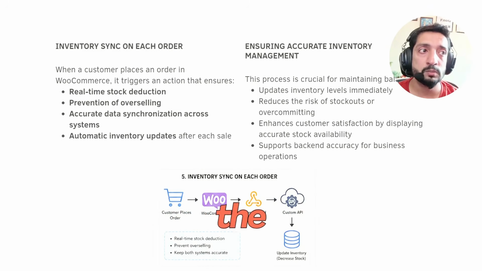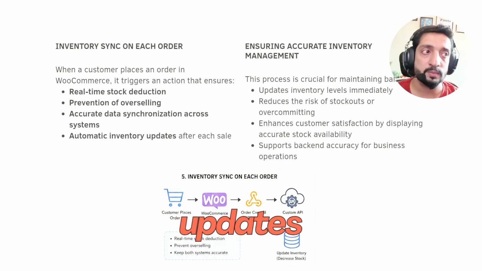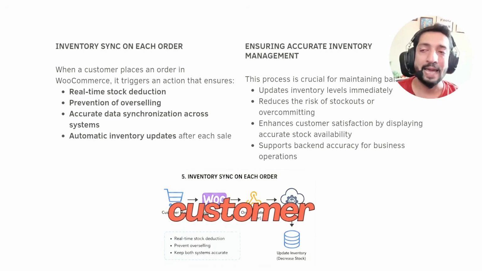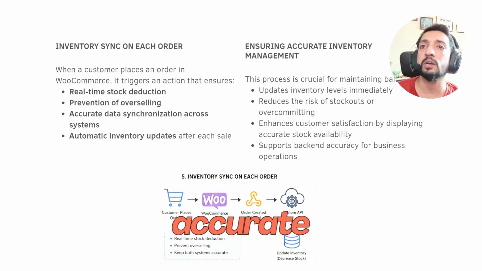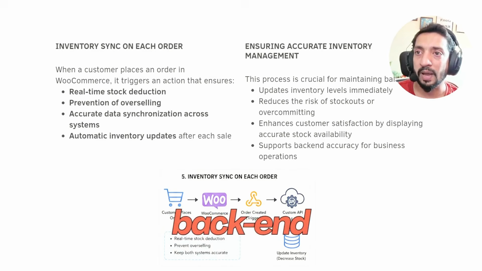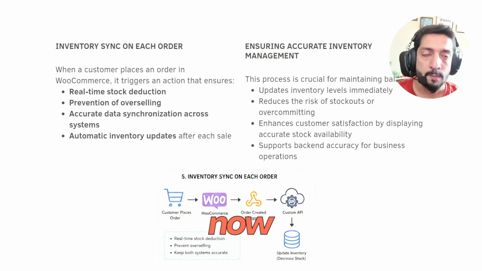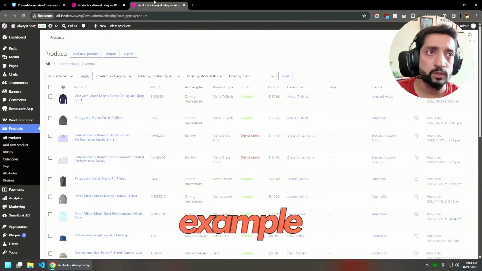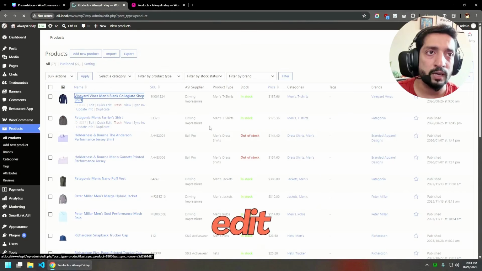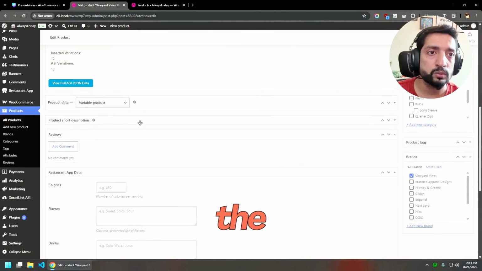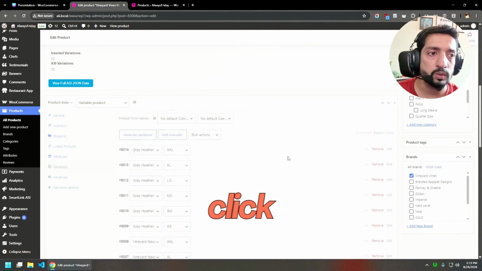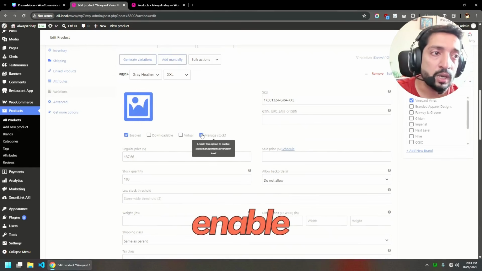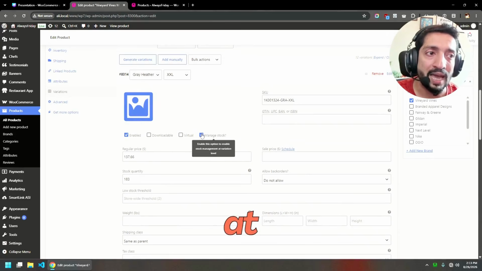Ensuring accurate inventory management, the process is crucial for maintaining balance, updates inventory level immediately, reduces the risk of stockouts or overcommitting, enhances customer satisfaction, and displays accurate stock availability, supporting backend accuracy for business operations. Now, WooCommerce already has the stock management system. So for example, in this product, we are going to edit this and go to the product data and go to variation, click on this, and here is the option where we say manage stock. Enable this option to enable stock management at variation level.